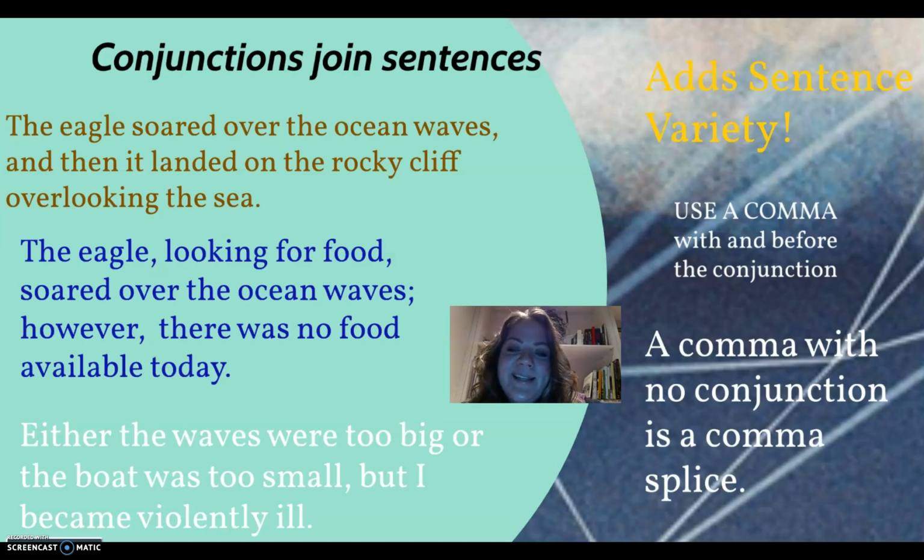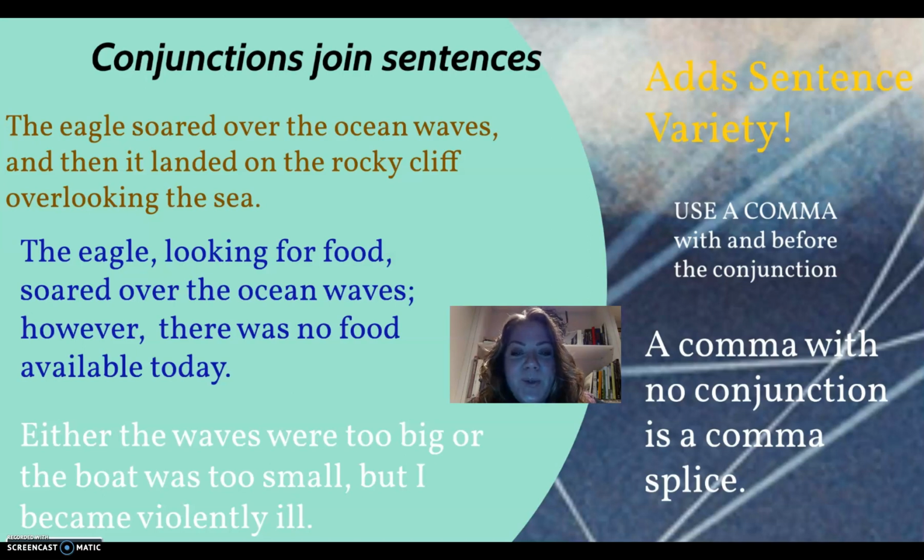Now in the last example, either the waves were too big or the boat was too small, but I became violently ill. In this sentence, we're using two kinds of conjunctions, either/or, and I'm also using comma but. So the coordinating conjunction comma but is joining two independent clauses. Now either/or is joining two sentences, two clauses also.